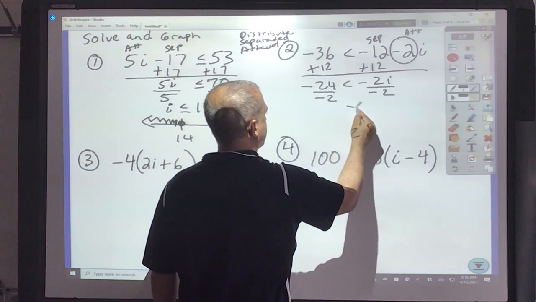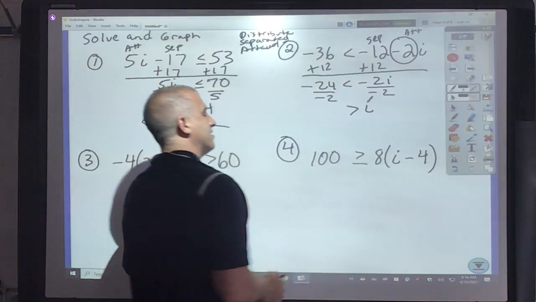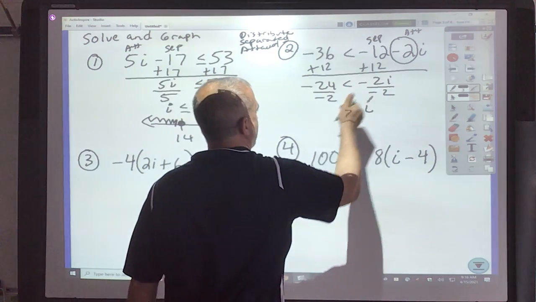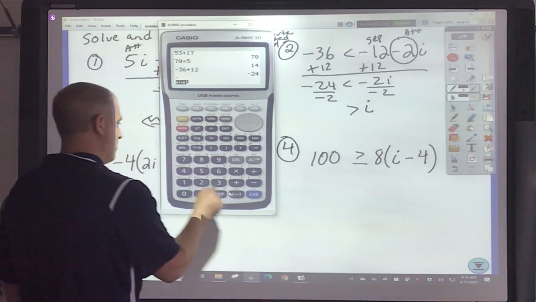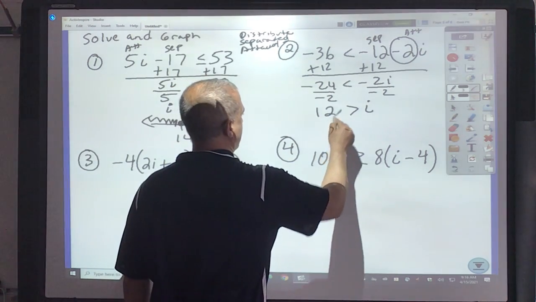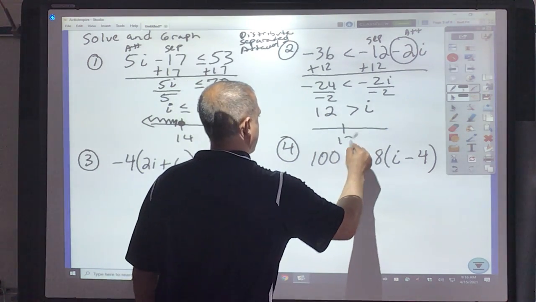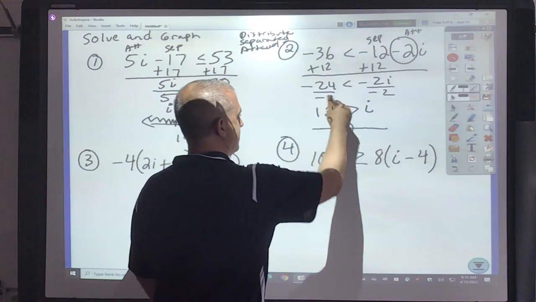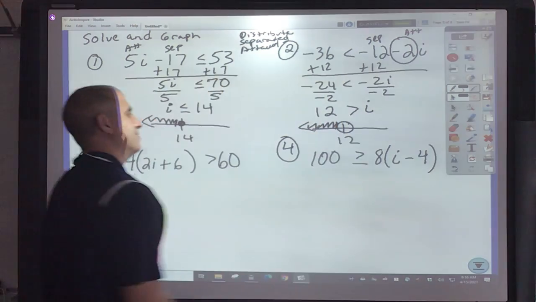Now, what's that going to do with this inequality? It is going to flip it around, right? Because I divided by a negative number. Okay, negative 24 divided by negative 2 is positive 12. Okay, all right, open circle, it's eating the number, so it is a left shade.